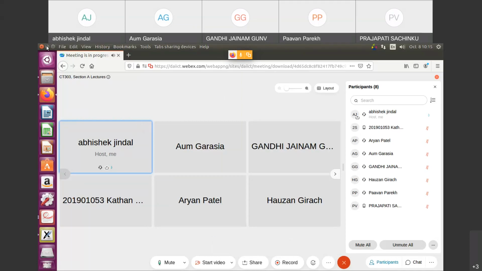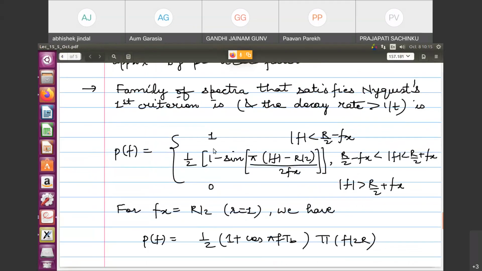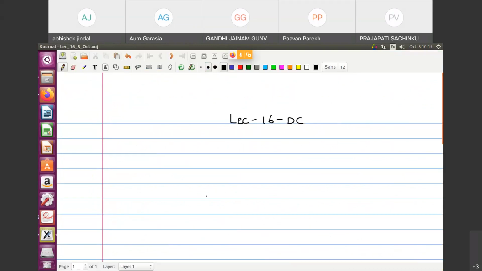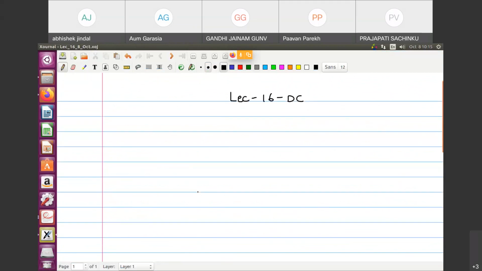We will basically start from the point where we left. We were not yet done with the Nyquist criteria for ISI avoidance, but I think 98-99% of what I wanted to say I had done in the last lecture. Only a few things are remaining which we will cover in this lecture. So let us start from what we were doing.